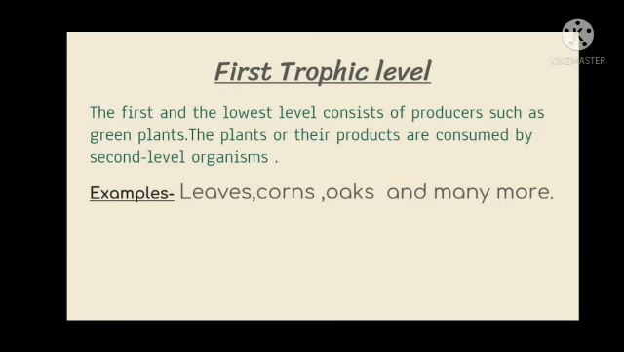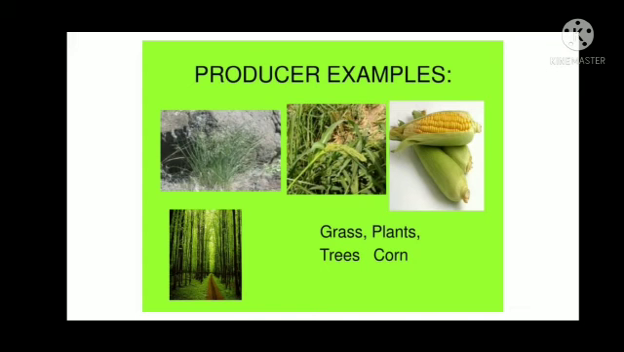First trophic level. The first and the lowest level consists of producers, such as green plants. The plants or the products are consumed by second level organisms. Examples of producers are grass, plants, trees, and corn.